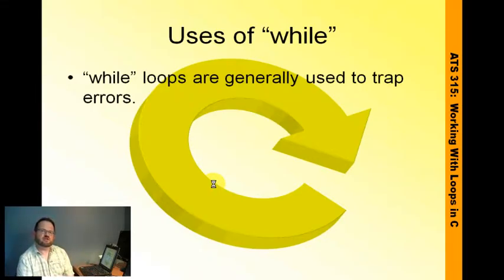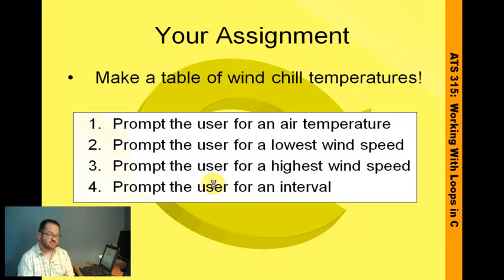Today what you're going to be doing with a for loop, though, is computing a table of wind chill temperatures. You're going to prompt the user to enter a temperature, and then a lowest wind speed and a highest wind speed, and an interval.